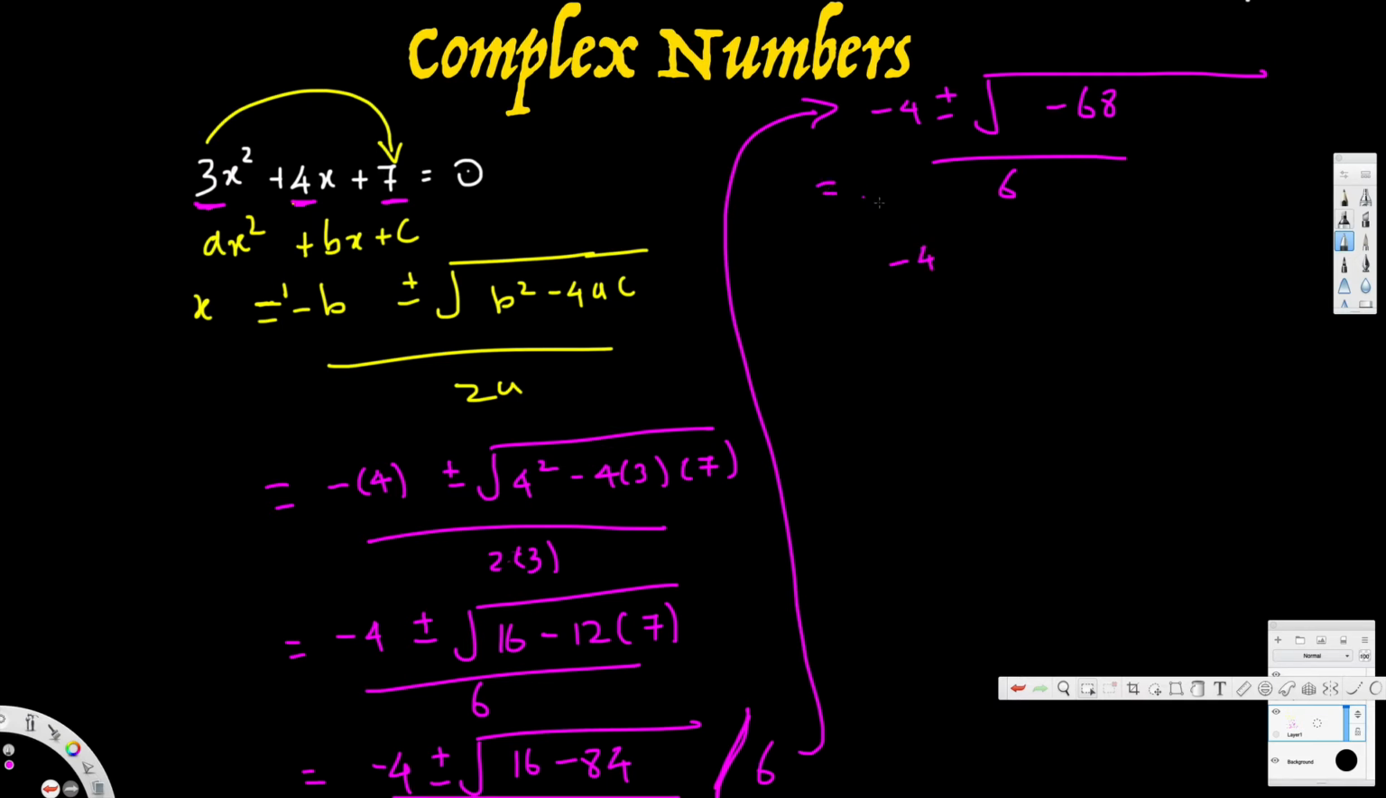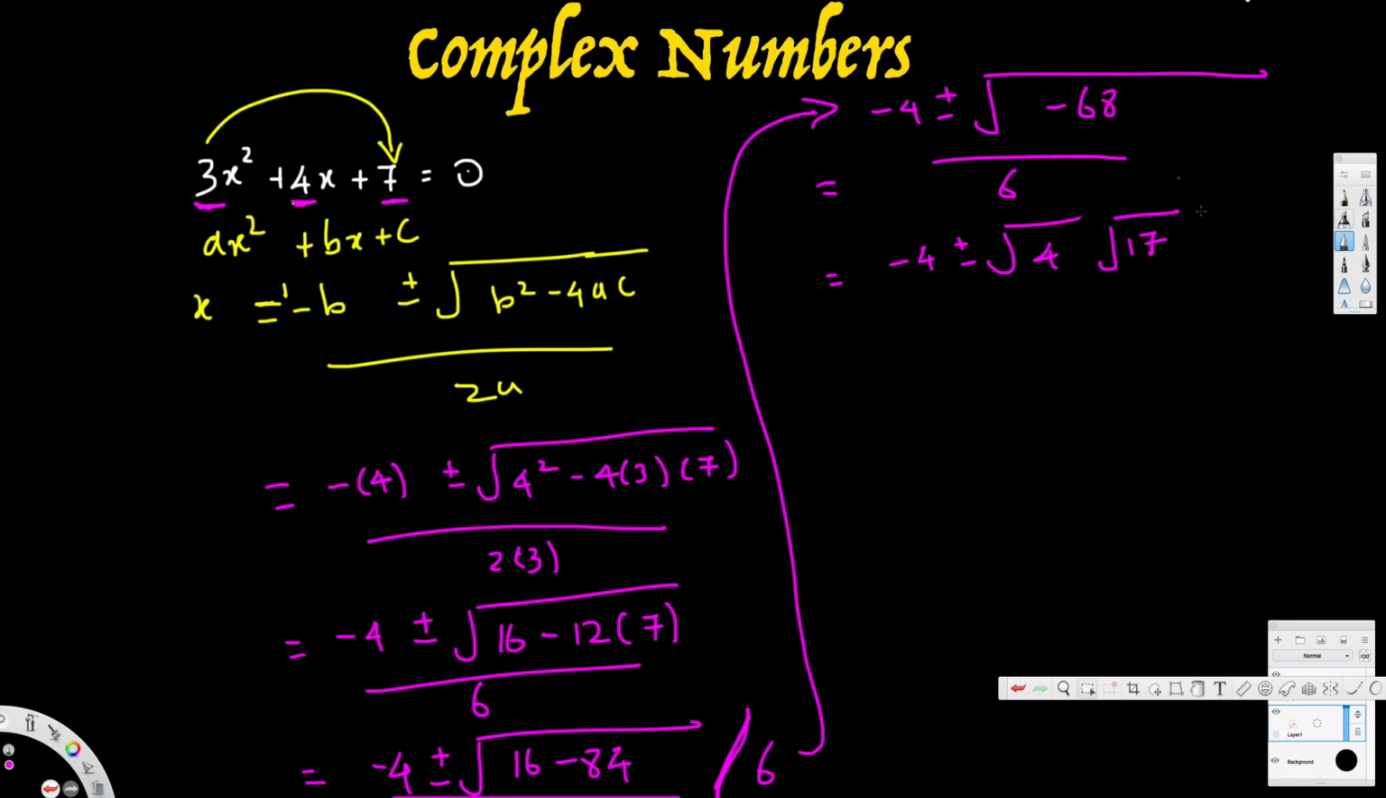Now the next thing we have to see is whether we can factor out a square number. Square numbers are 1 squared is 1, 2 squared is 4, 3 squared is 9, 4 squared is 16. So we have to see whether a square number multiplied by something gives us 68. Here we can take 4, and 17 times 4 is 68.